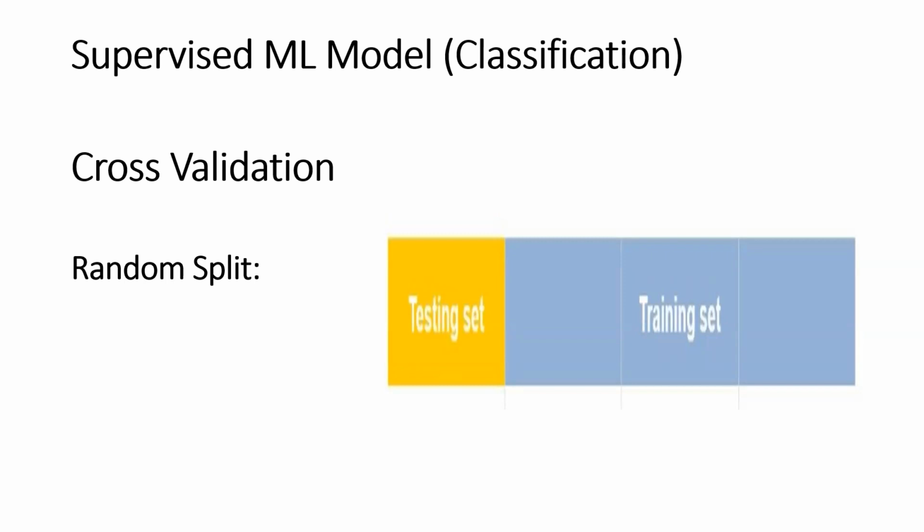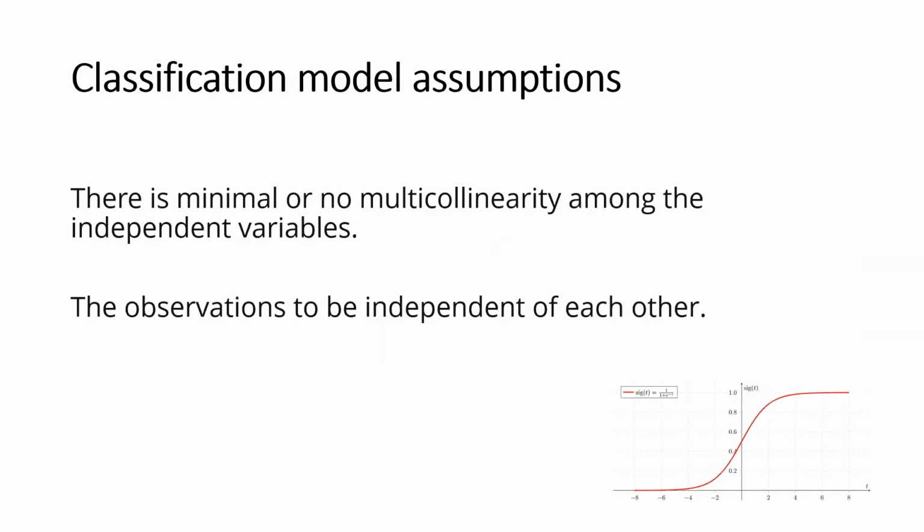So usually 80% of the data goes to training, 20% to testing. This 80-20 split is usually driven by the Pareto principle, which states that 80% of the effect is driven by 20% of the causes. Just want to put that up.